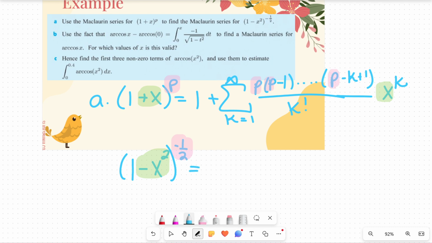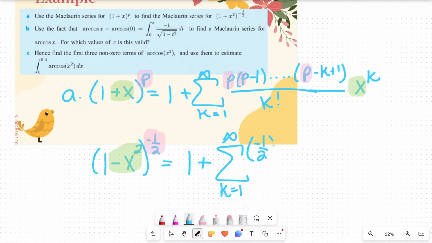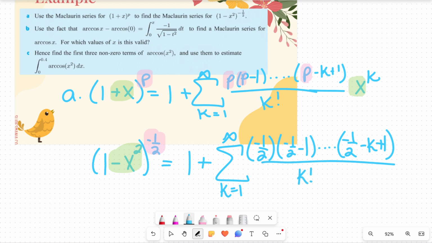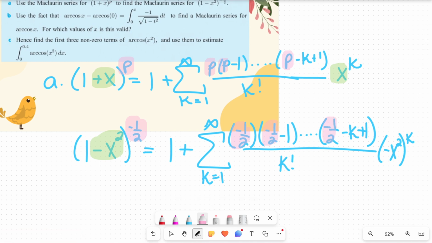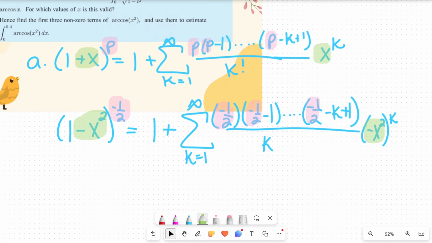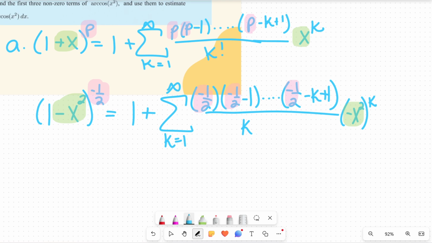So my Maclaurin series expansion for this is going to be 1 plus my summation k equals 1, so I have negative 1/2, negative 1/2 minus 1. These terms are continuing until I get negative 1/2 minus k plus 1, over k!, and this term changes to (negative x squared)^k. So just to show you again, my negative 1/2 is just replacing all of my p's, and my negative x squared is replacing all of my x's. Now, of course, we can't leave our Maclaurin series expansion like this. We need to simplify this down as much as we possibly can.